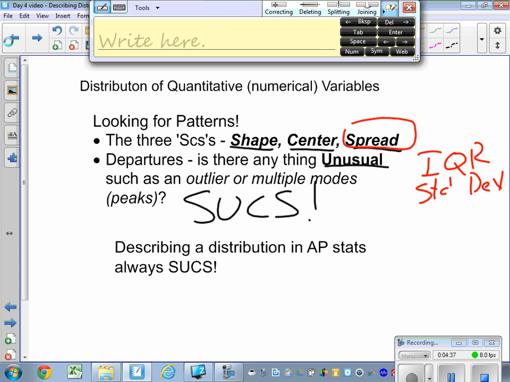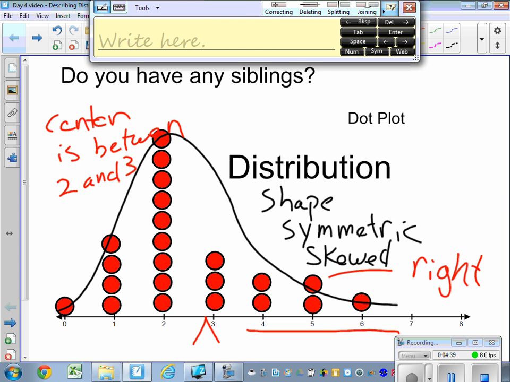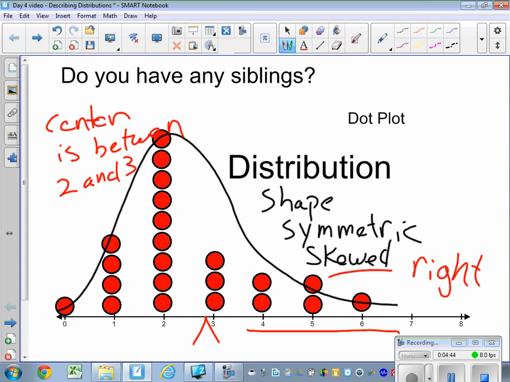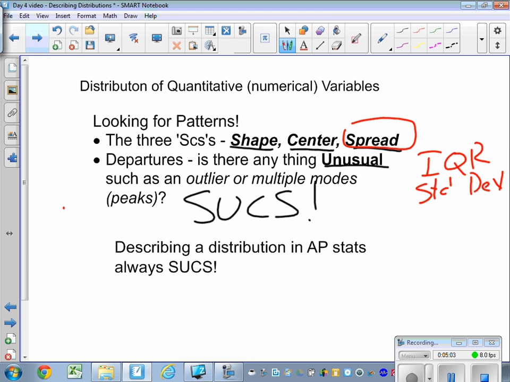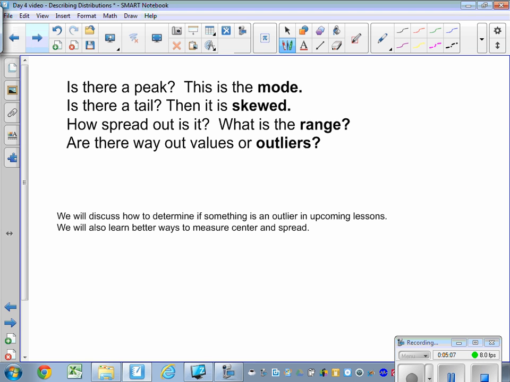Is there anything unusual in the data? No. Now, if we had someone who had a dot out here at like 12 kids, or like that TV show, 18 and Counting, that would be an unusual value. That'd be an outlier. That'd be some point that was so far out, it boggled our mind. And we will learn a formal definition of an outlier later.